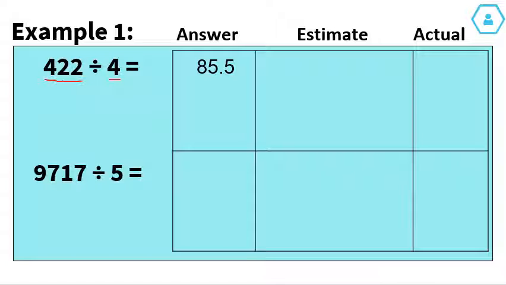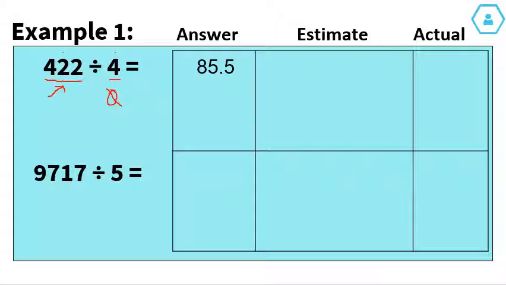Now, to come up with an estimate for this, I need to round either the dividend or the divisor or both. If I round the divisor, 4 is going to go down to 0, and anything divided by 0 is not reasonable. So that's not a reasonable way of rounding 4, so we'll just leave the 4 alone. We're just going to concern ourselves with the dividend here, 422.